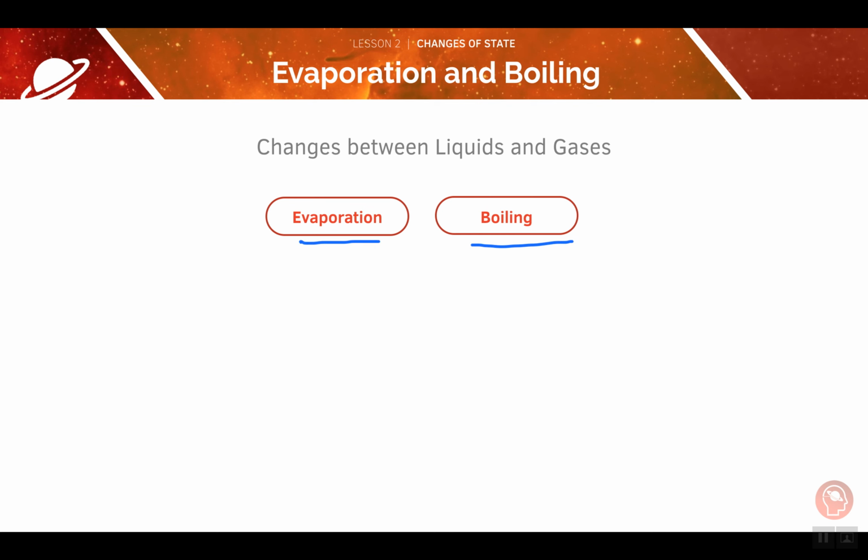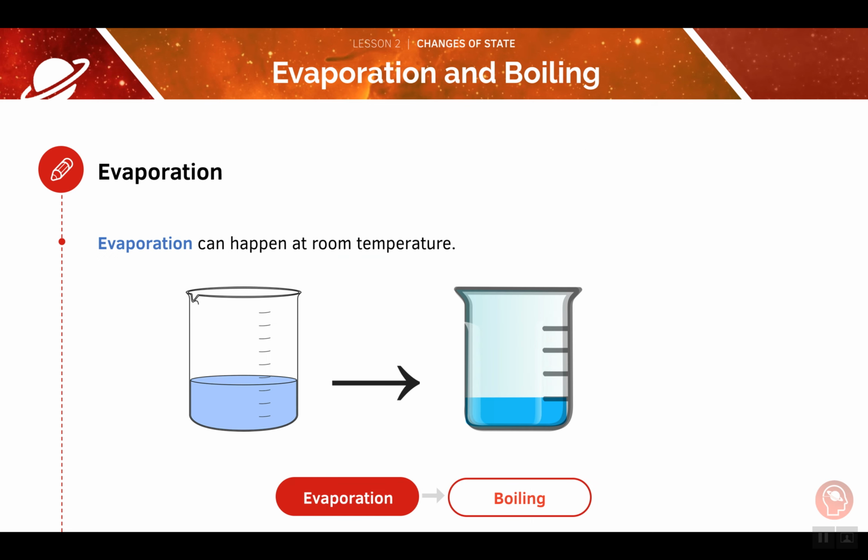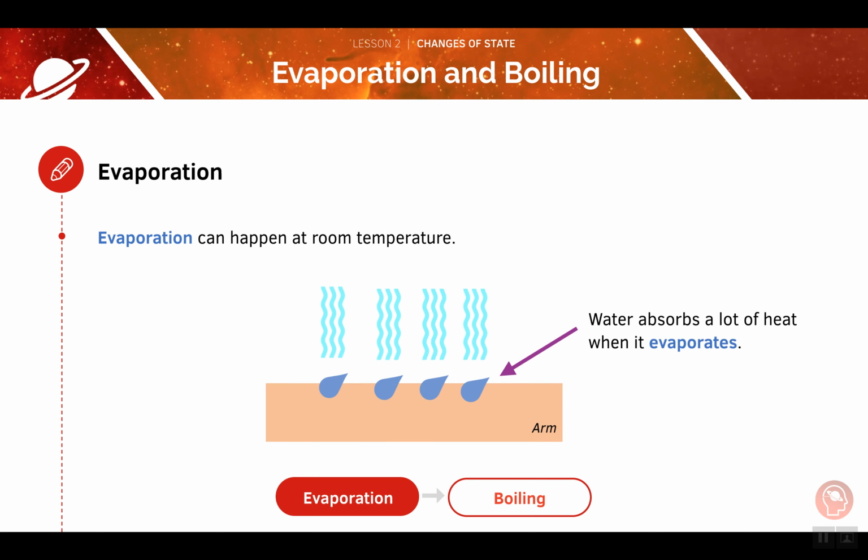Evaporating and boiling will both lead to a change from a liquid to a gas. Evaporation can happen at any temperature. For example, if you left a water beaker at room temperature overnight, the volume would drop as some of the water will evaporate. Similarly, our sweat will evaporate at room temperature, changing from liquid on the surface of our skin to water vapour in the air.